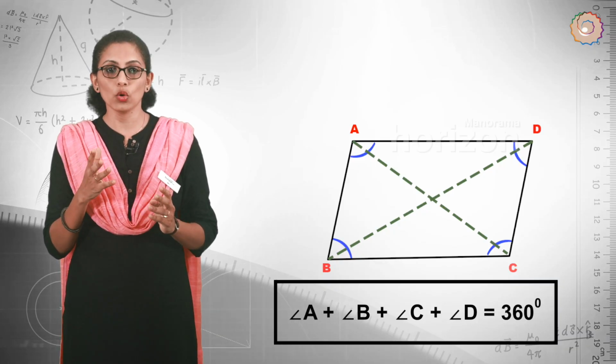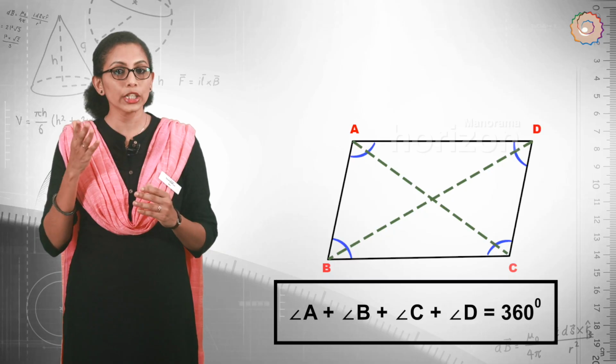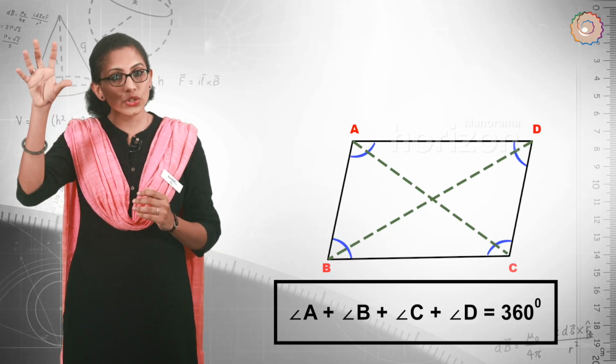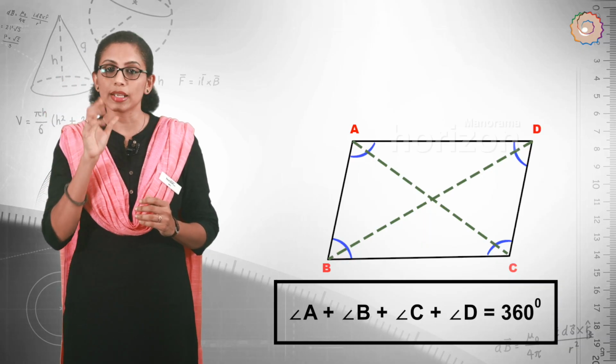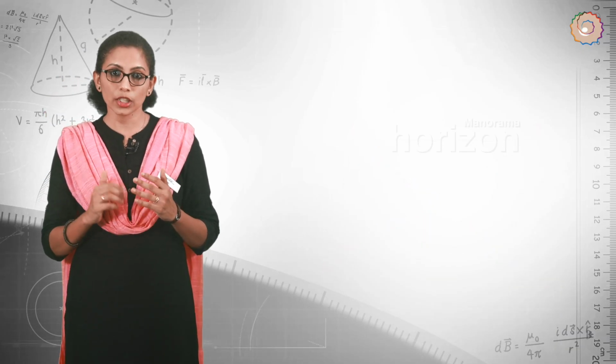The idea is simple. We know the diagonal divides a quadrilateral into two triangles. So, each triangle brings 180 degrees. So, two triangles give 360 degrees. Now, let's see the proof.